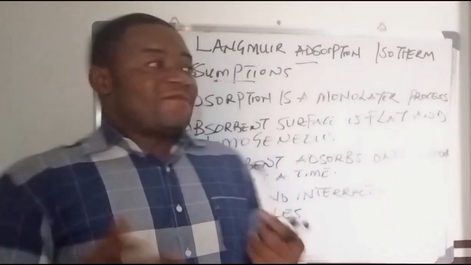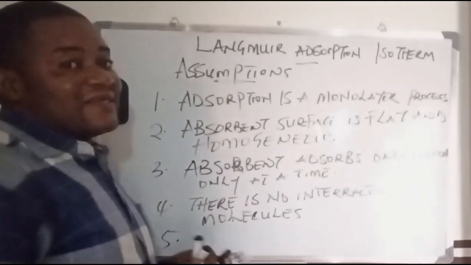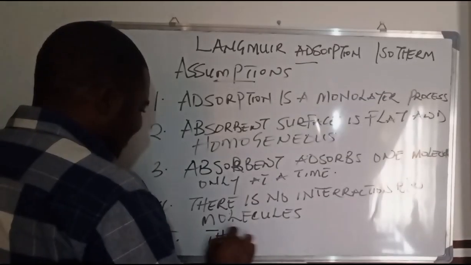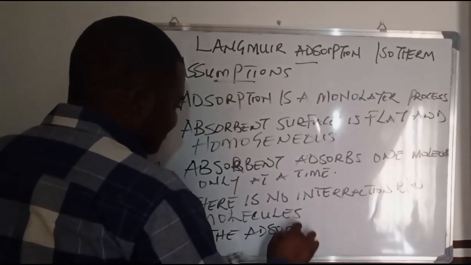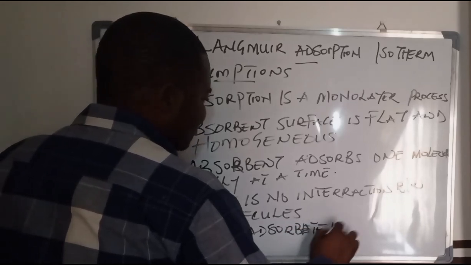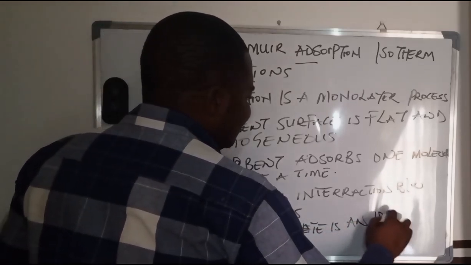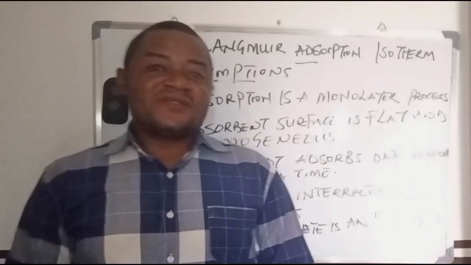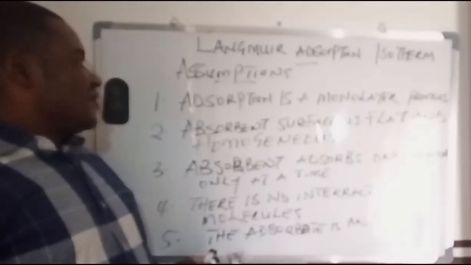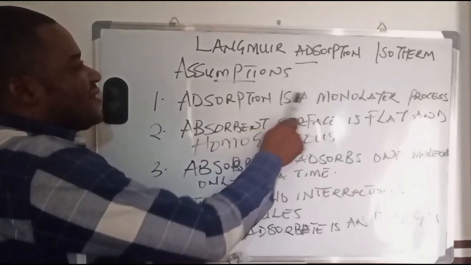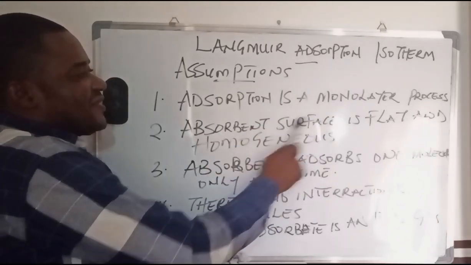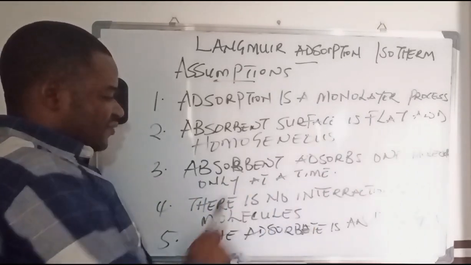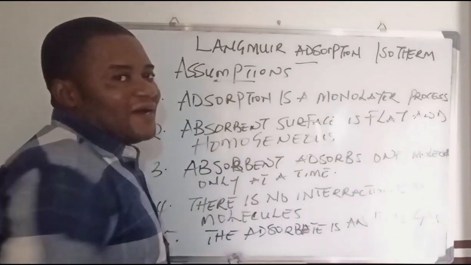And finally, the last assumption is that the gas, which is your adsorbate, is always an ideal gas. Those are the assumptions of the Langmuir adsorption isotherm: adsorption is a monolayer process, adsorbent surfaces are flat and homogeneous, the adsorbent adsorbs one molecule at a time, there is no interaction between molecules, and the gas is ideal.